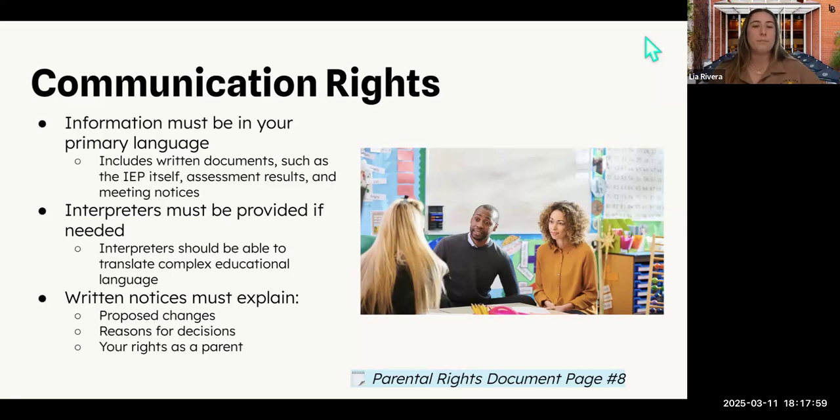We want to make sure that the educational language is there. And then these written notices under communication rights must explain proposed changes, reasons for decisions, and your additional rights as a parent as outlined in page 8.